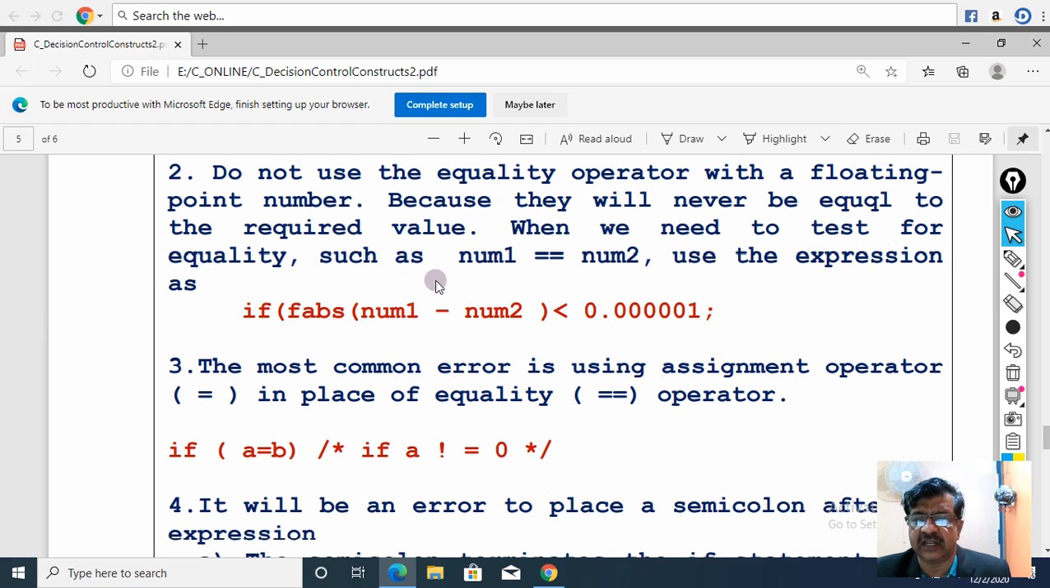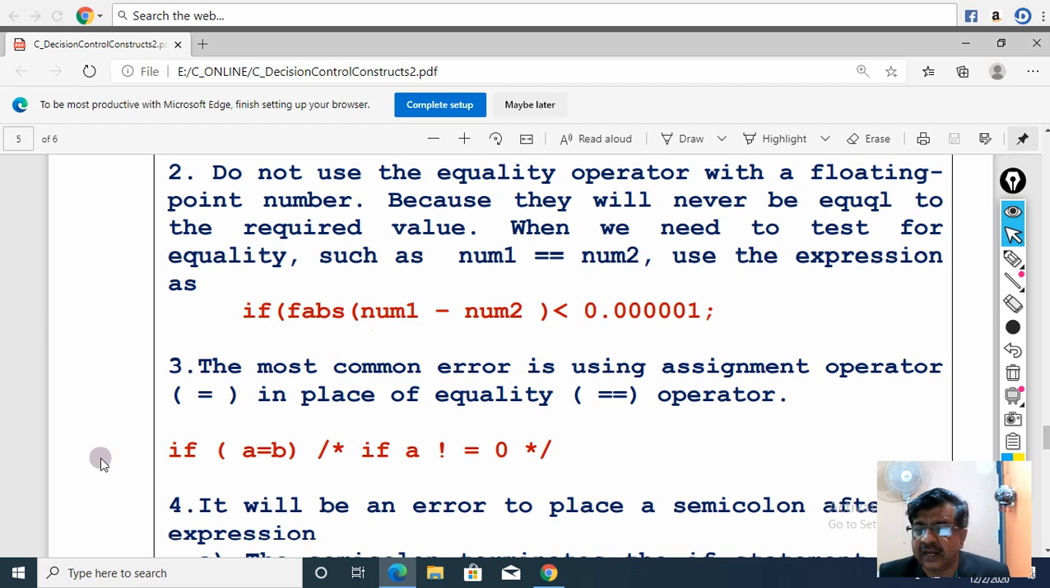When we need to test for equality, such as number 1 equal to number 2, both of them being float, due to round off errors, they will never match. Use an expression such as if fabs, that is the absolute value of number 1 minus number 2, is less than 0.001. This is almost equality, but we cannot ask if num1 equals num2, because both are floats. If both become, let us say, 4.48, when they are compared, this may no longer be 4.48 because of rounding off errors, because floating point numbers are accurate only up to 6 decimal places if single precision.